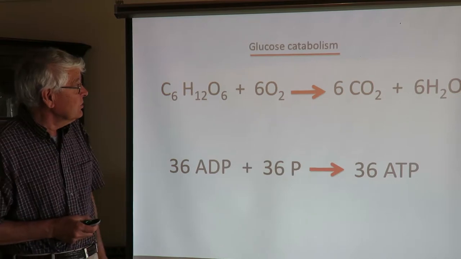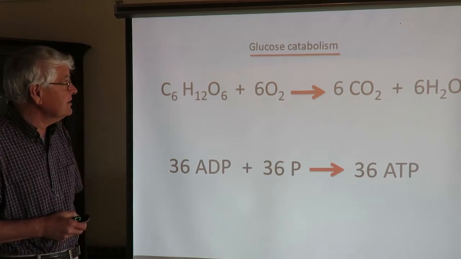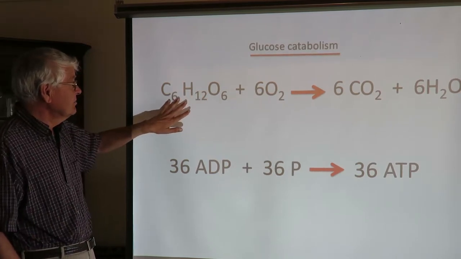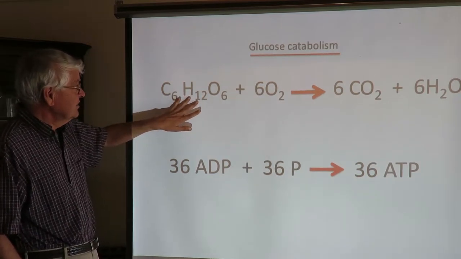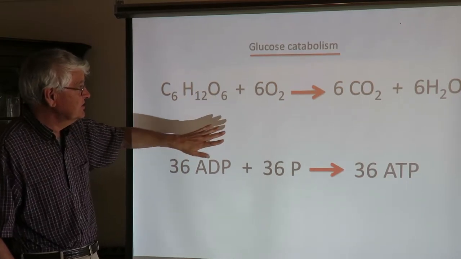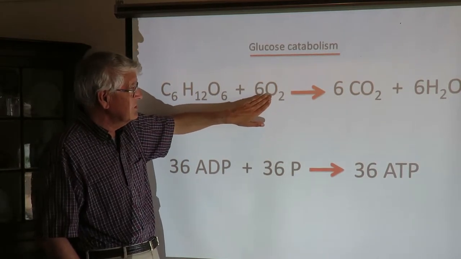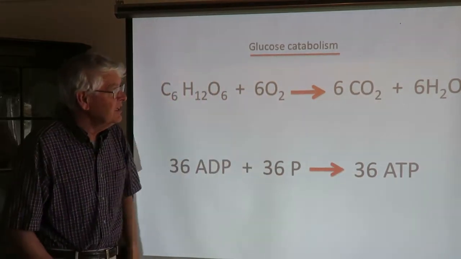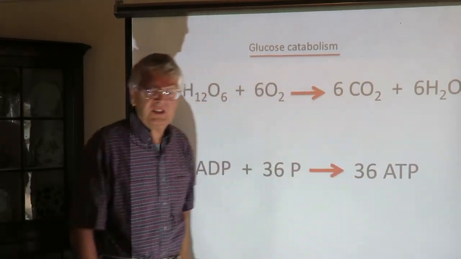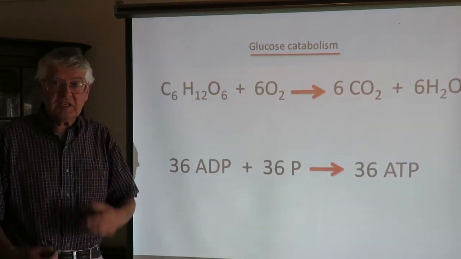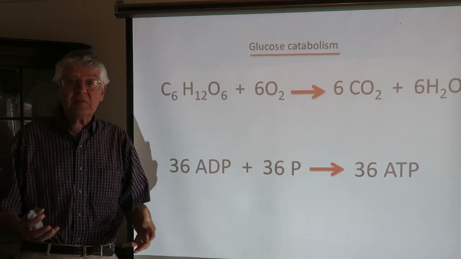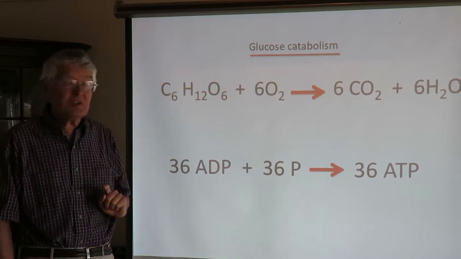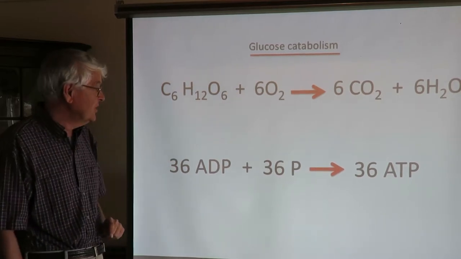Okay, so where we end up at the end of glucose catabolism then is the glucose molecule, 6 carbons, 12 hydrogens, and 6 oxygens, combines with 6 O2s to give you 6 carbon dioxides and 6 water molecules. And we now see that this water here is not just the water that we drink, it's actually the water that we chemically made using electrons and protons from glucose to combine with the oxygen that we breathe in.